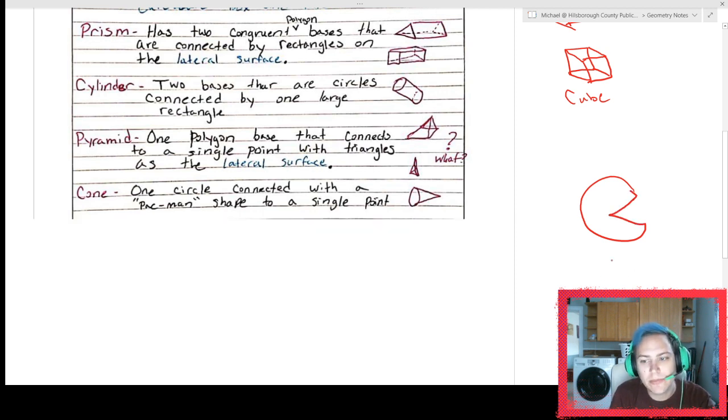And that's just one type. You also might see them really widely opened, kind of like, that's a terrible circle, but like that. Sometimes you might see them look like this. So it's still kind of Pac-Man-y, but it's not as Pac-Man-y.